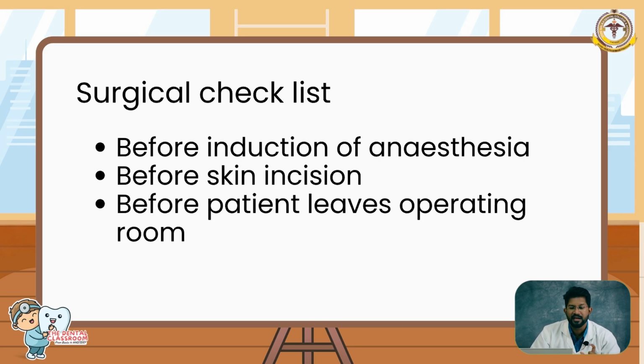The first is before induction of anesthesia, before the patient is given either complete general anesthesia or a specific local anesthesia. You need to initiate the checklist process. The second check happens before making the skin incision, before the surgeon starts the procedure. The third check will be done before the patient leaves the operation theatre. In these three steps, we are ensuring patient safety: the procedure which was planned is the procedure being done, and it is done on the correct patient, so that we can prevent any error in any of the steps.